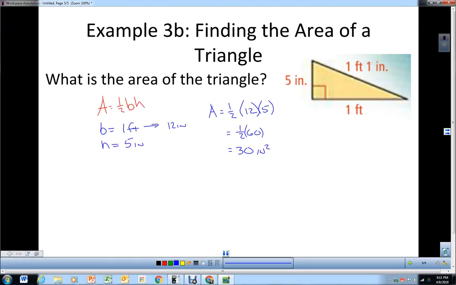Alright, so let's look here. We've got 1/2 base times height. The base is going to be 1 foot, the height is 5 inches. Now if you mix these up, that's okay, because it's a right triangle. It's not going to matter which one you call base and which one you call height. So we're going to convert this all into inches. We have 12 inches here and 5 inches here. So 1/2 of base times height becomes 1/2 of 12 times 5, 1/2 of 60. That leaves us with 30 square inches. If we left this in square inches, this would be our answer.